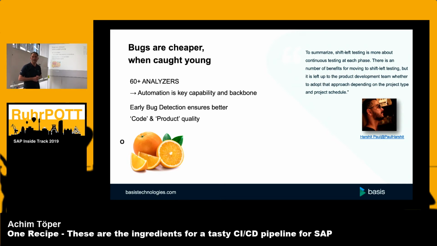Because all of you will know that if I detect a bug in the production system, this will make a lot of costs. So, if you get it earlier, then it would be much easier and cheaper. So, automation also is the key capability and the backbone here. If you ensure an early bug detection, then this ensures a better code and product quality overall.